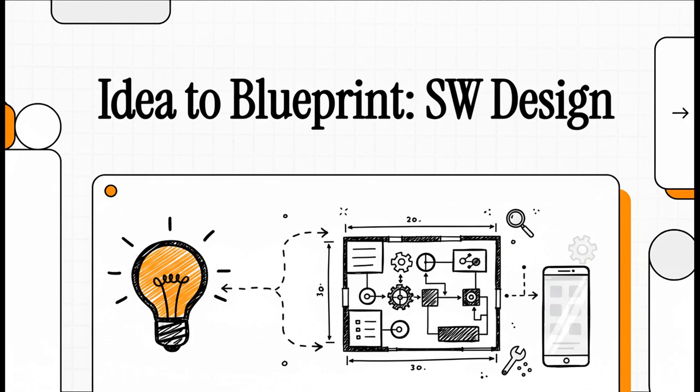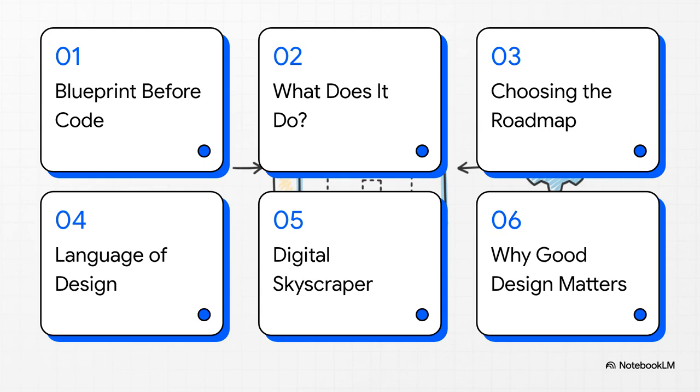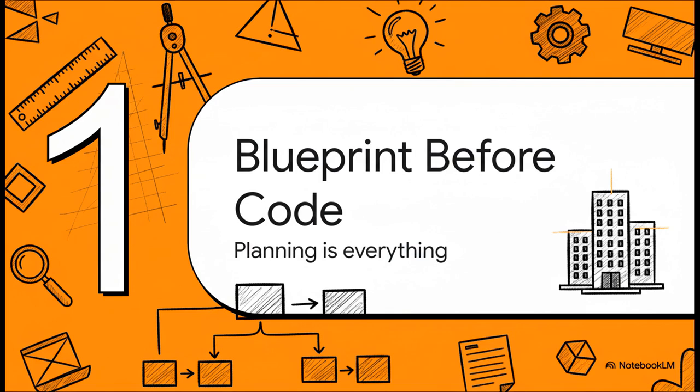Let's get into it. All right, here's our game plan. We're going to start with a blueprint, then figure out what the software actually needs to do. We'll look at picking the right roadmap, learn the special language of design, see how to build a digital skyscraper, and then finally wrap up with why all this planning really matters. So, let's start at square one.